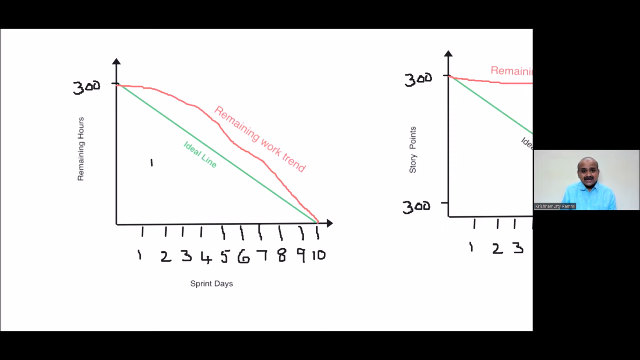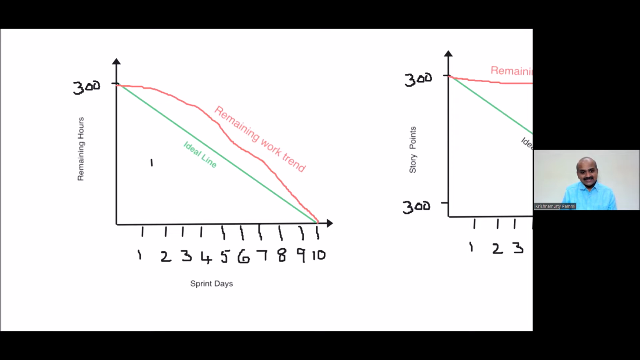That means 300 hours worth of work is remaining on the beginning day. Now, how do we draw the ideal line? Ideal line means the number of hours to be completed at the beginning of the day is 300, and on the 10th day, you simply draw a straight line. This is the ideal line.